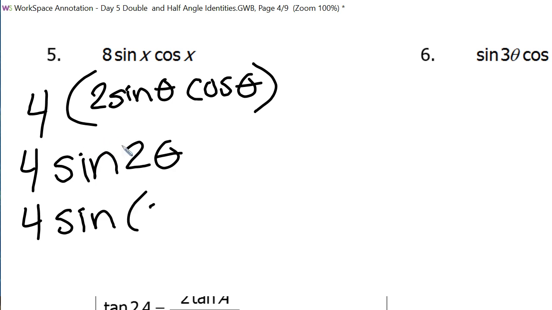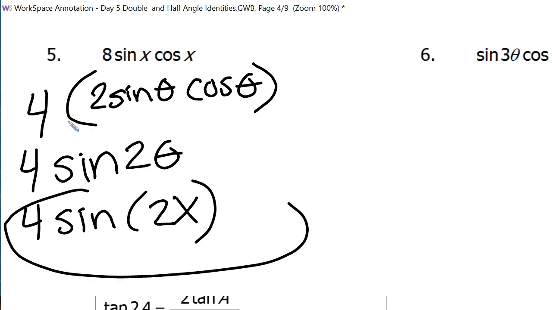And for theta, what are they using for theta? X. Now I put a parenthesis there. Did I have to have those parentheses? No. So this is just 4 sine of 2x.